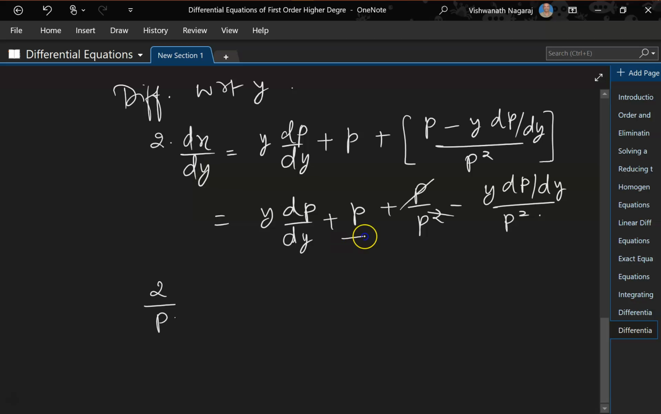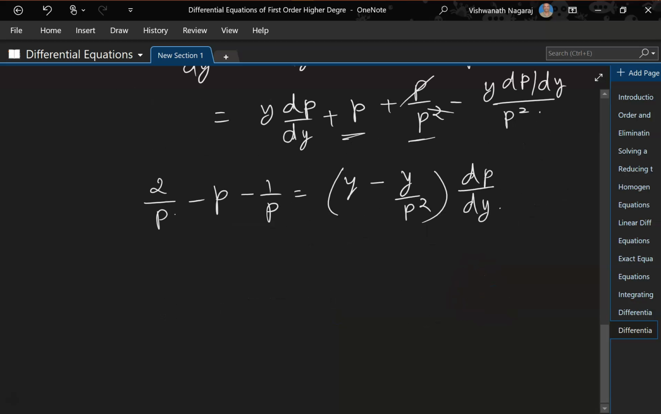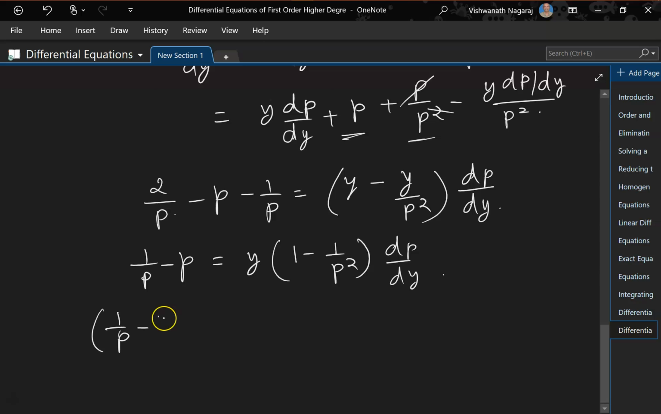Let's bring this p to this side. So minus p is equal to, and let's bring 1 by p also, minus 1 by p is equal to y minus y by p square dp by dy. Now 2 by p minus 1 by p is 1 by p. So 1 by p minus p is equal to, and here let's take y common out, 1 minus 1 by p square dp by dy. Now let's bring both to this side. So 1 by p minus p minus y times 1 minus 1 by p square dp by dy equal to 0.